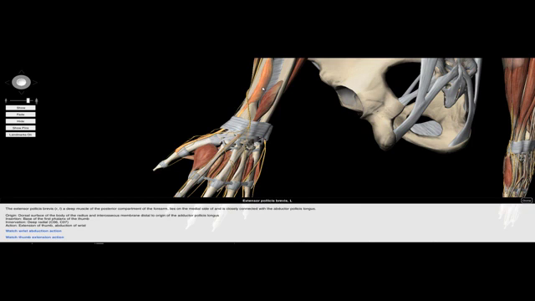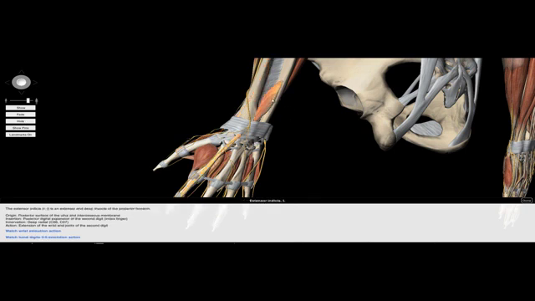And then the extensor pollicis brevis, originating on the dorsal surface of the body of the radius, inserting into the base of the proximal phalanx of the thumb, and it extends the thumb and abducts the wrist.